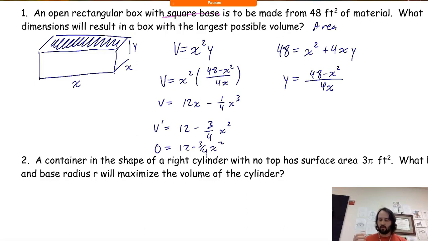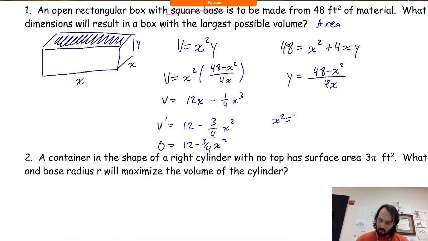So I'll subtract the 12, move over the 4, multiply by 4, divide by 3. So that means x squared is 16. So x is plus or minus 4. I'm not going to take the negative width, I'm only going to take the positive. So that tells me that x equals 4.